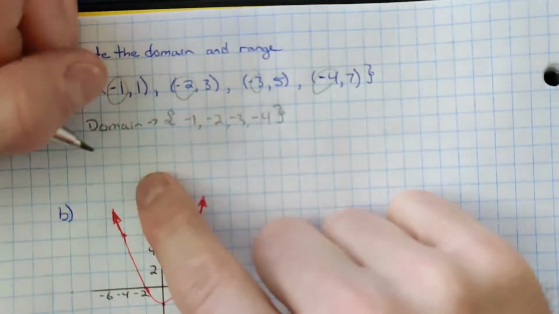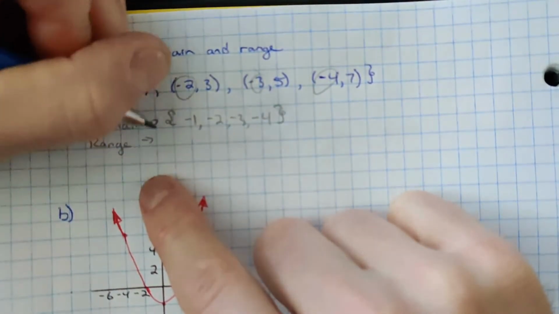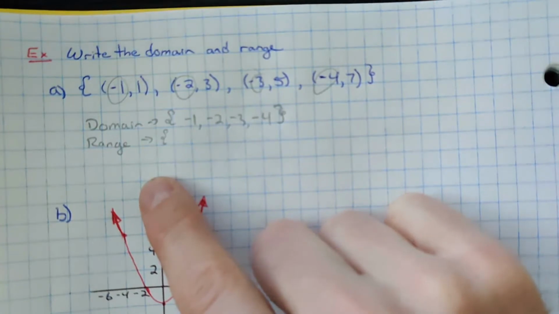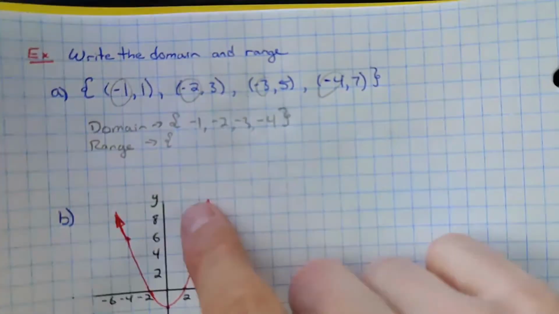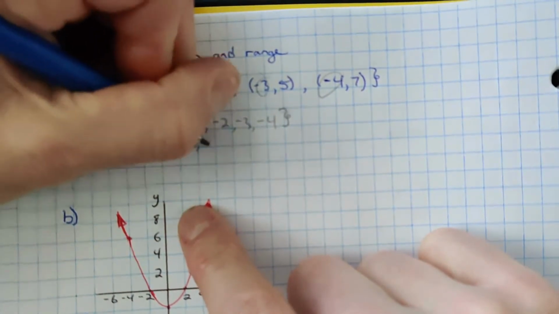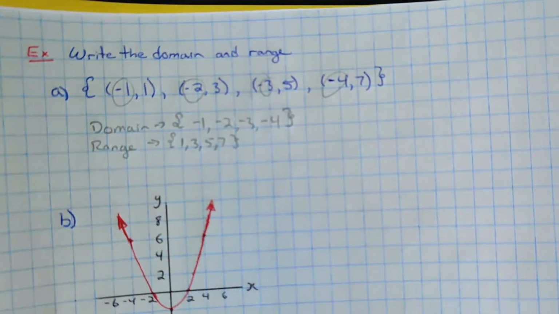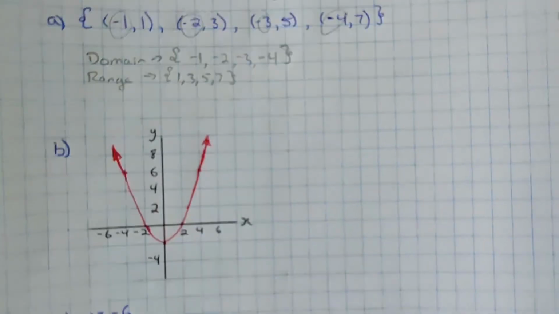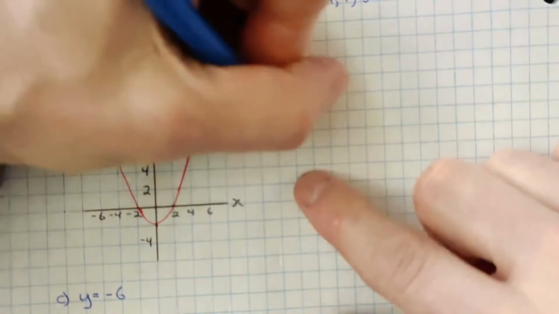It lists them all. Order is not required in a set. Just sometimes it's convenient. And then the y values are all the corresponding y values: 1, 3, 5, and 7. So the set of 1, 3, 5, 7 is the range. That's it.